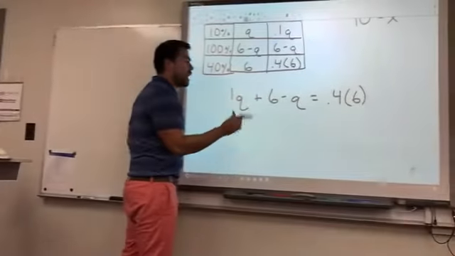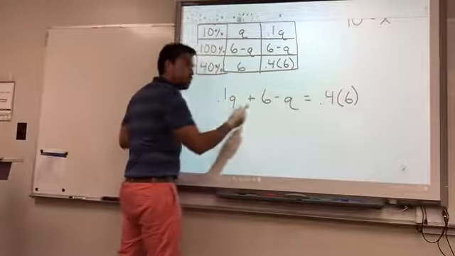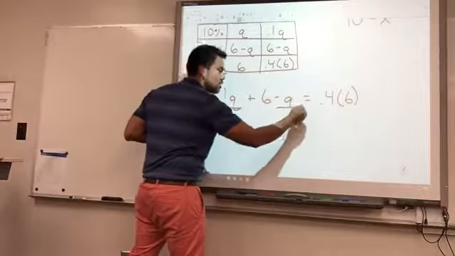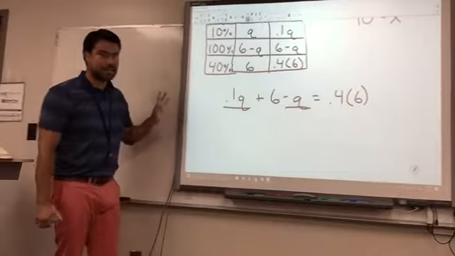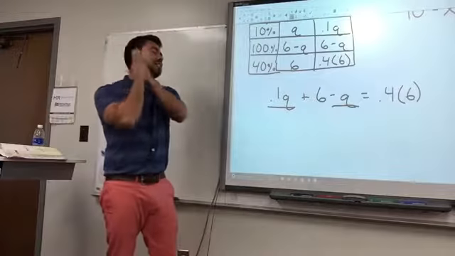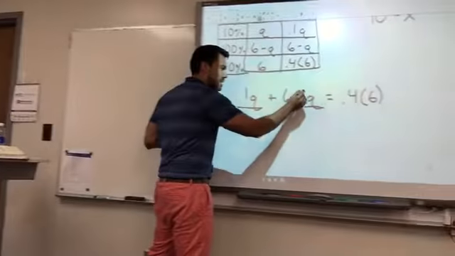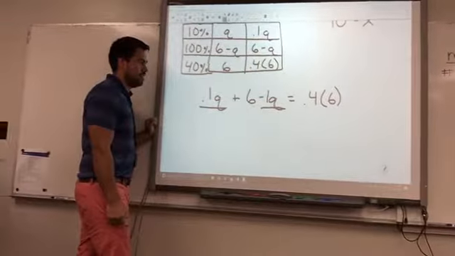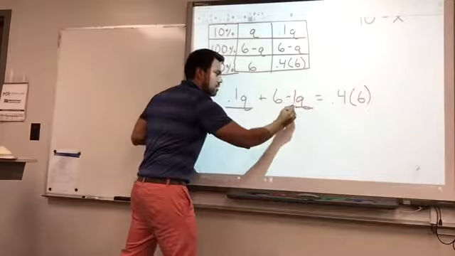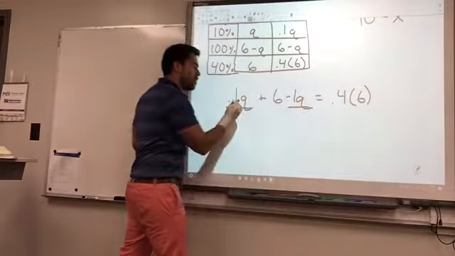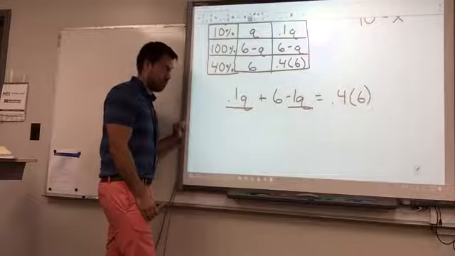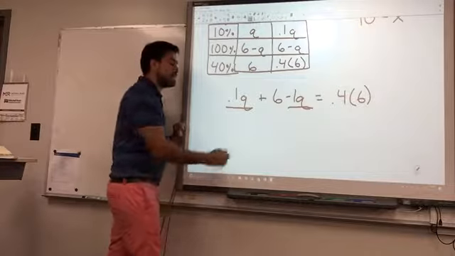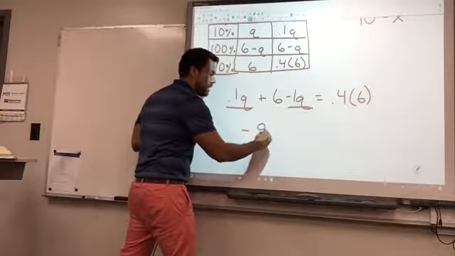All right. Okay, is this simplified? Well, no. You see this term and this term? Can they be combined? Yes. Look at this problem, please, very, very carefully. Isn't this negative 1q? Over here, negative 1q? What's negative 1q plus 0.1q? Negative 0.9. It's negative 0.9q.